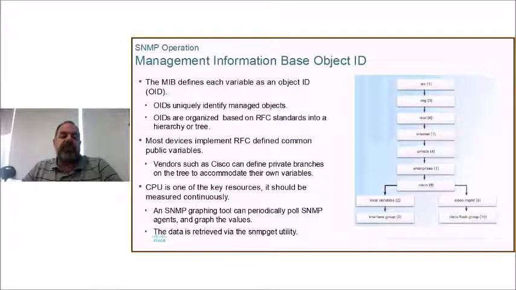CPU is one of the key resources. It should be measured continuously. An SNMP graphing tool can periodically poll SNMP agents and graph the values. The data is retrieved via the SNMP GET utility. So basically, it's all standardized, but of course, every device isn't the same. And so the vendors can, of course, customize the management information base to suit their devices, basically.